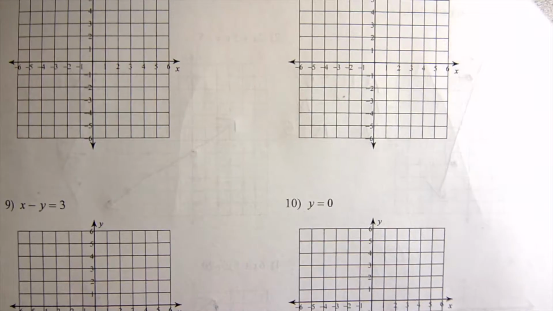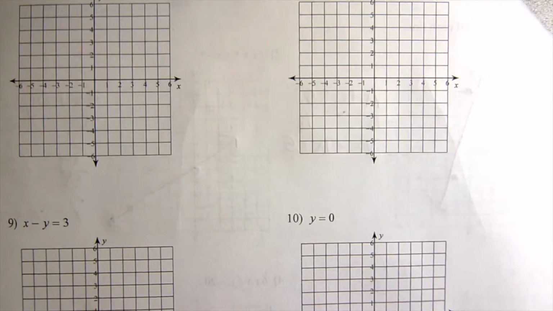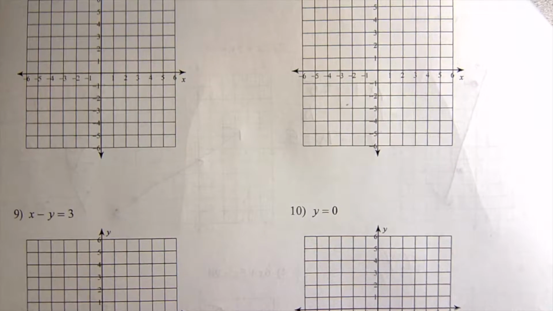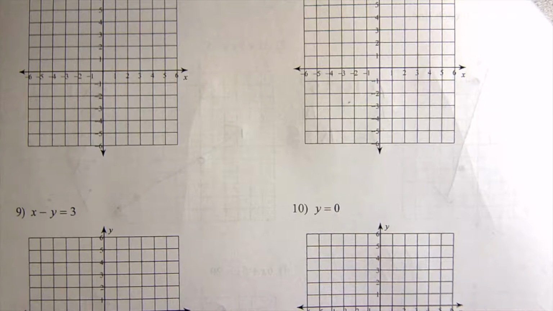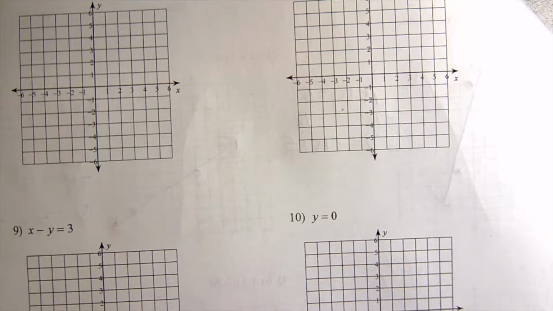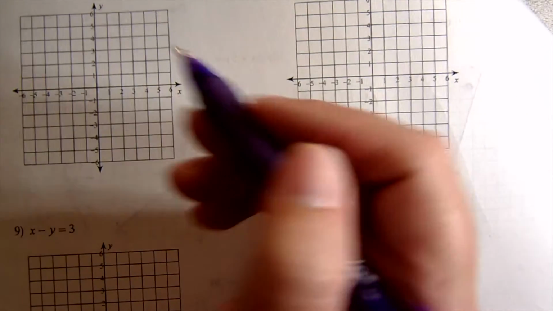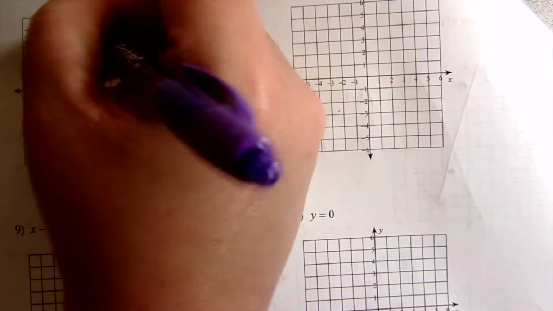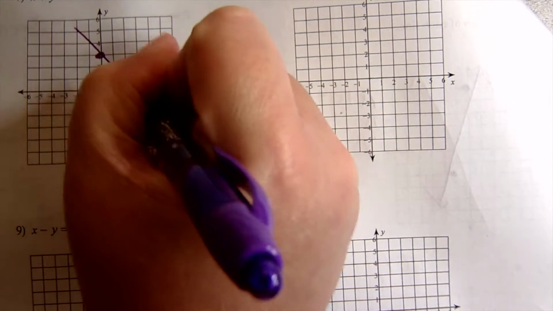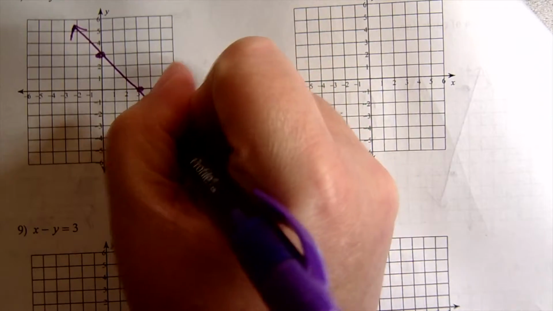For number 7, which method did you use? Did you solve it algebraically or did you do the cover-up? Cover-up. So it does not matter which one you did. You should get the exact same thing on your graph. What is the y-intercept? 3. What is the x-intercept? 3. So your graph should look like that.